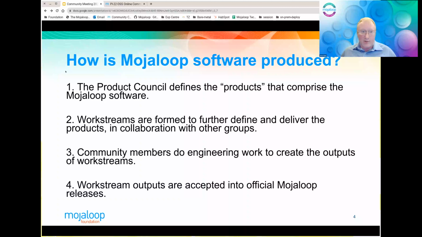Another quick recap of how Moduloop software is produced. This is a bit of a generalization, and some of you might realize there are some differences in the way some things happen. But ideally, our product would start with the product council defining what our requirements are. Then work streams being formed to further define and deliver those products, usually in collaboration with many other groups around the community. Then some community members do the engineering work to create those outputs. And ideally, if those outputs meet the various requirements, they're accepted into an official Moduloop release.